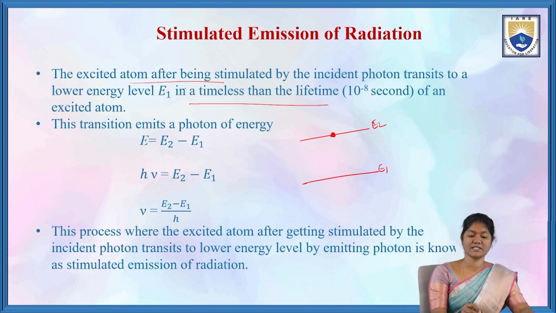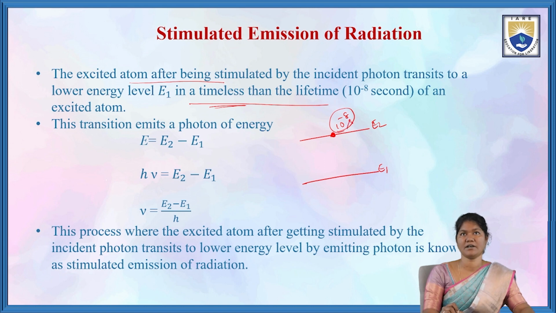Okay. So the excited atom, after being stimulated by the incident photon, transits to a lower energy level even in a time less than the lifetime of an excited atom. So before the lifetime of an atom in the higher energy state, this atom gets stimulated and transits to the lower energy state, okay, by emitting photons of radiation.